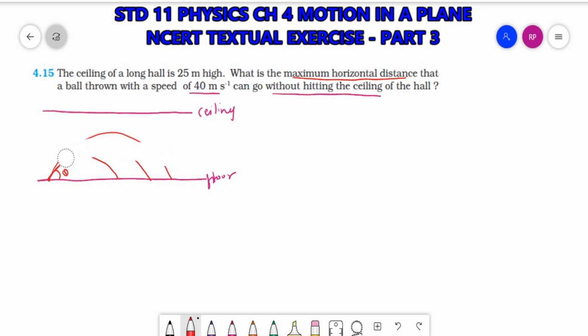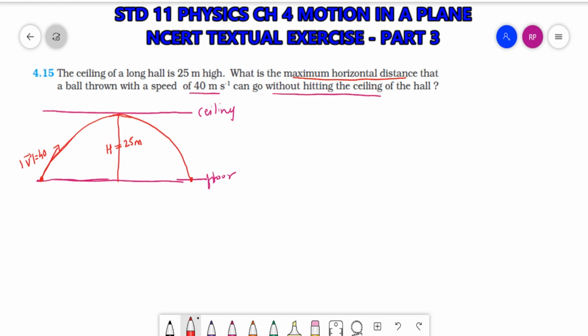Okay, so now let's take another figure. This is the floor. Now see, this can be the situation. The ball can be thrown from here in this way. So this can be the figure. This is the maximum distance it can cover without hitting the wall. So this is the maximum height it can reach, and that is equal to 25 meter. The velocity with which it is thrown, its magnitude is equal to 40 meter per second. Now you have to find out this distance, that is called range. So I will use the formula for the range and for the height.